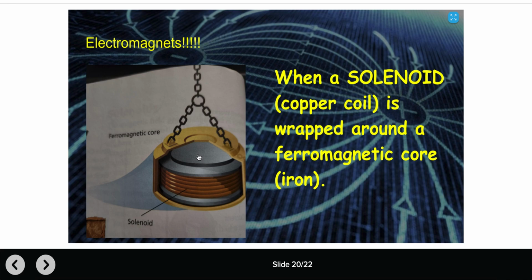And if we shut the power off, it's not going to stay a magnet because the domains are so easily shifted back and forth. So we don't have to worry about it becoming permanent and staying active the entire time. It makes it so we can easily shut it off and on and use it as we need to. So just remember, you have a solenoid wrapped around a ferromagnetic core. So you have that copper coil wrapped around some iron.